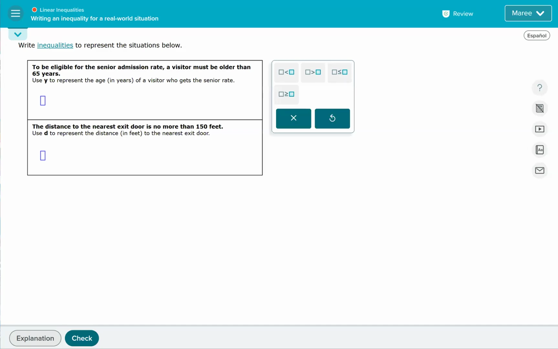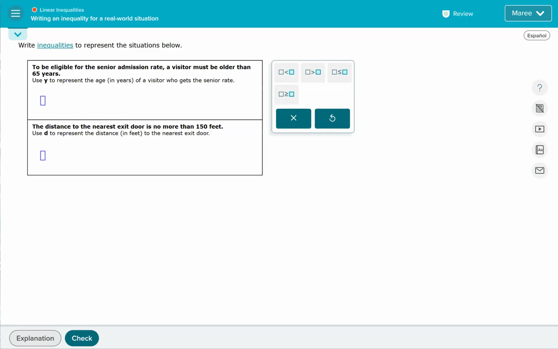This topic is called Writing an Inequality for a Real World Situation. I really like this topic because you get to translate. We have to translate the English words into math symbols. So let's just start with the example.